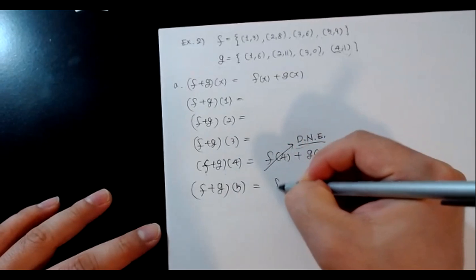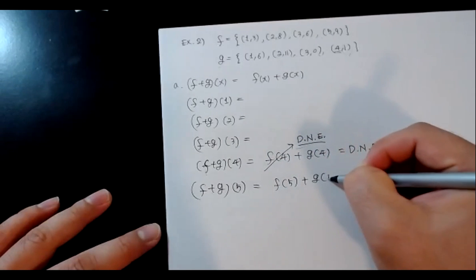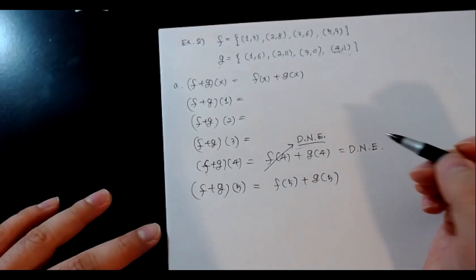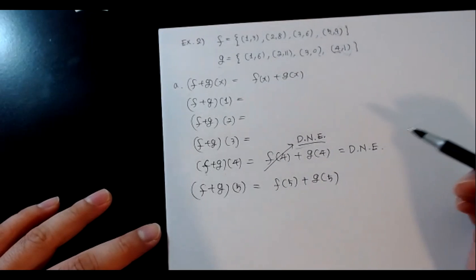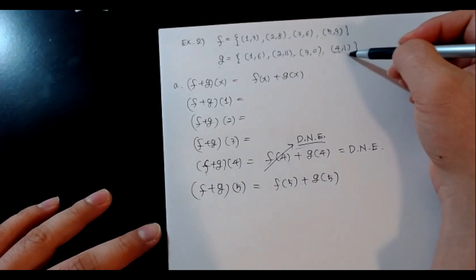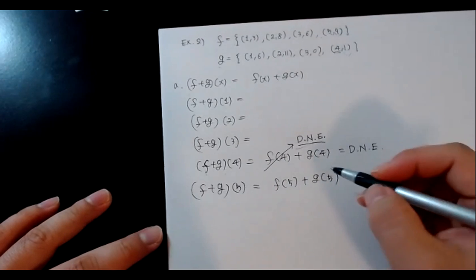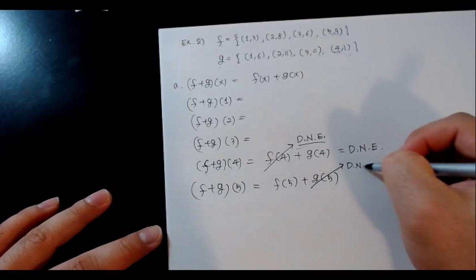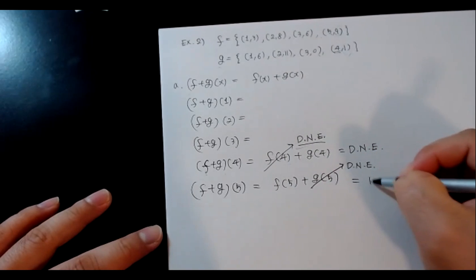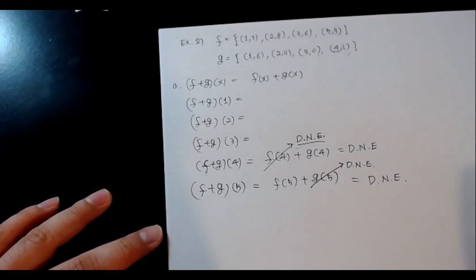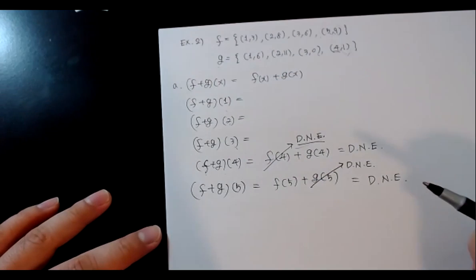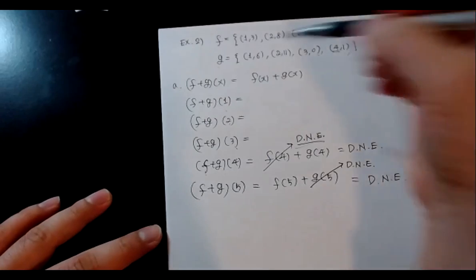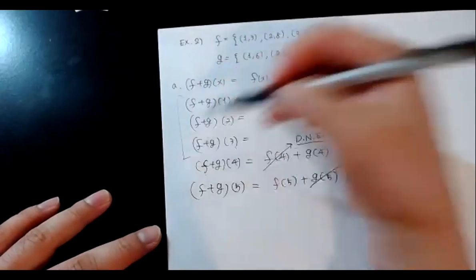So this is f of 5 plus g of 5, right? We see f of 5 is 9, right? But what about g of 5? Because 5 is not in the domain of g, g of 5 is DNE. It does not exist, so this is DNE. Now we can see that the domain of the sum function f plus g is just 1, 2, 3, right? Now we figure out the rest of them.